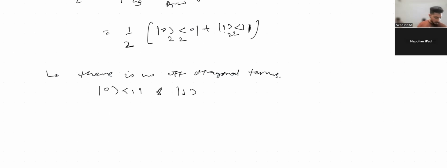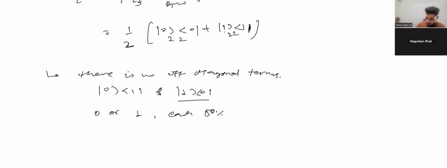So what does this represent? This represents a statistical mixture, there being no off-diagonal terms. There are only diagonal terms, that is a 0,0 type term and a 1,1 type term. Okay. So just placing a detector at only one of the output ports yields the result 0 or 1. So if we put one detector, it will give result 0 or 1 each 50% of the time.